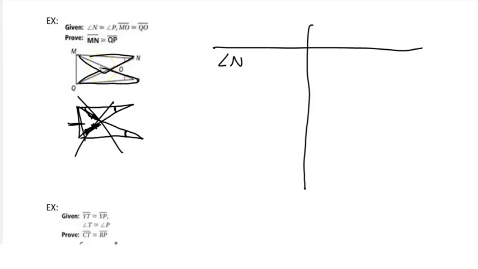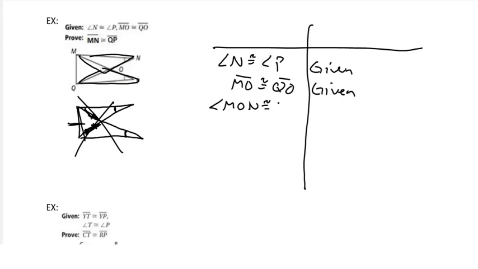Let's start with the givens. Angle N is congruent to angle P, given. MO is congruent to QO, given. Now what else do we have? Vertical angles theorem: angle MON is congruent to angle QOP. It's got to be a P. By the vertical angles theorem.